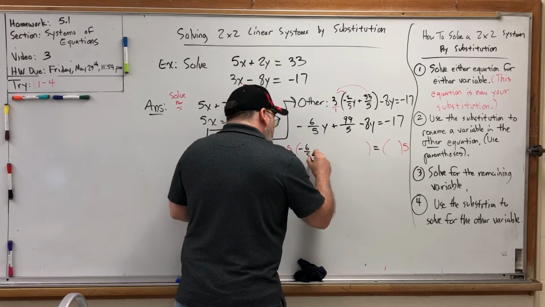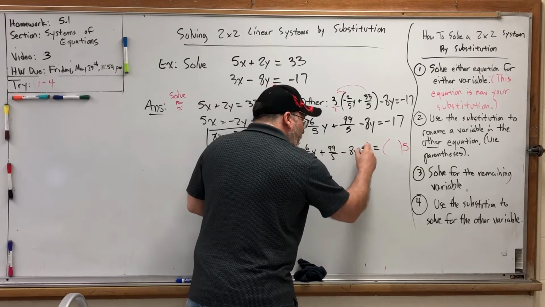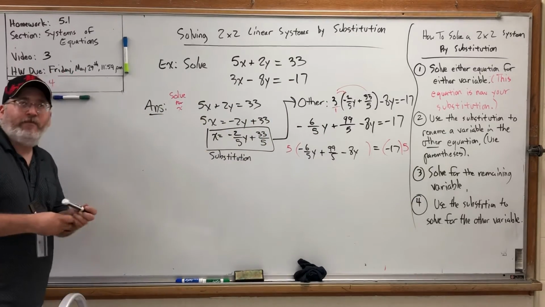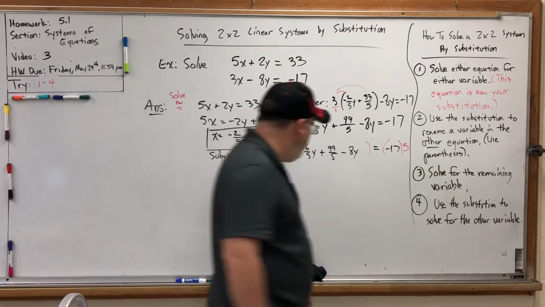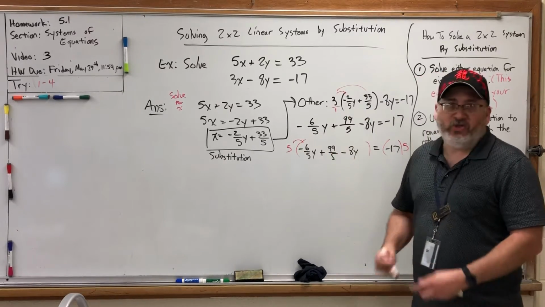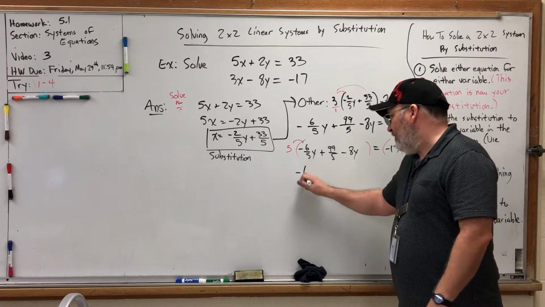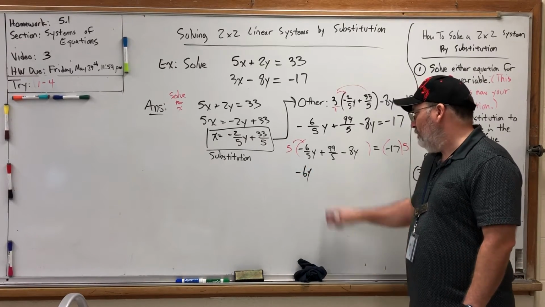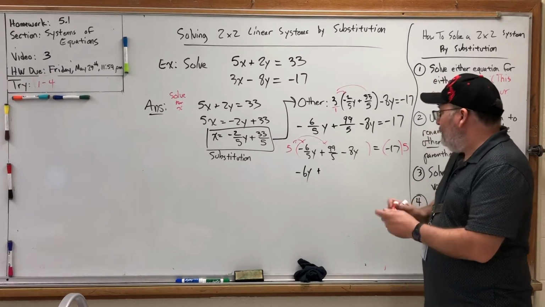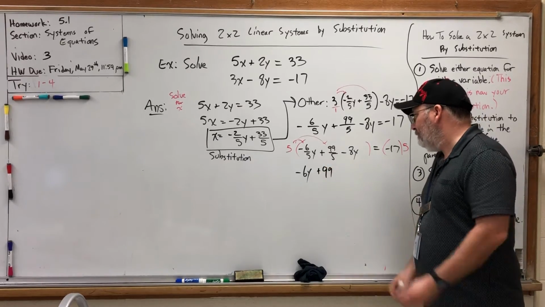Negative 6/5 y plus 99/5 minus 8y equals negative 17, and then multiply both sides of the equation by 5. You may want to have a calculator handy, but when the 5 hits the fraction, it cancels its denominator. So 5 times negative 6/5 y is just negative 6y. 5's cancel. Same thing with the next fraction. 5 times 99/5, the 5's cancel, plus 99.